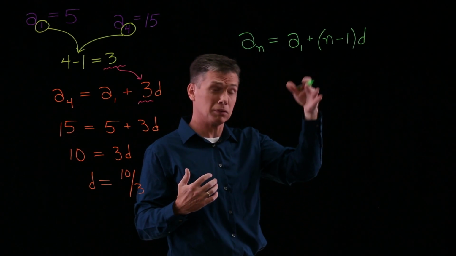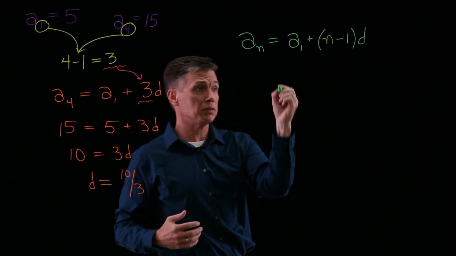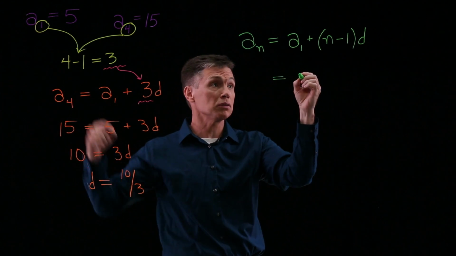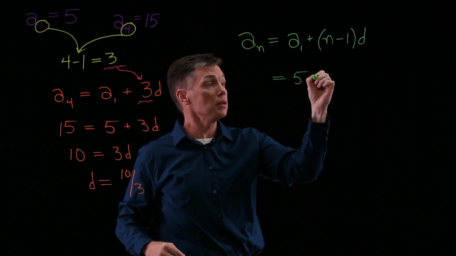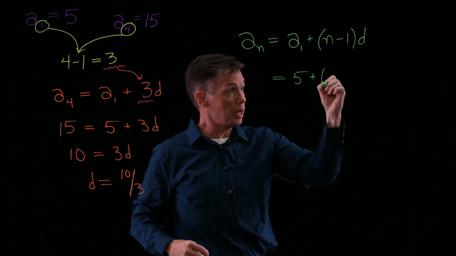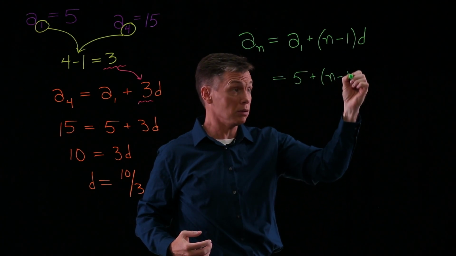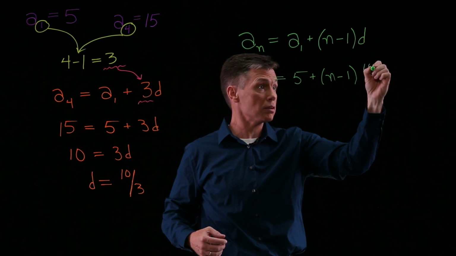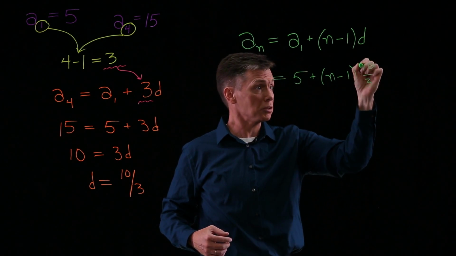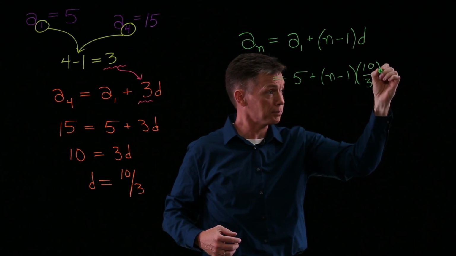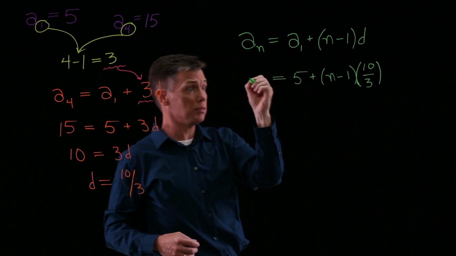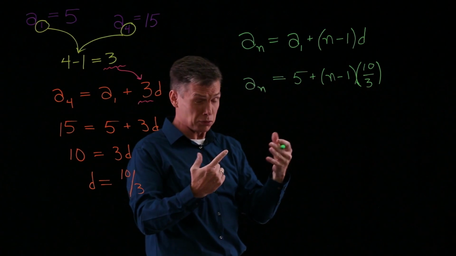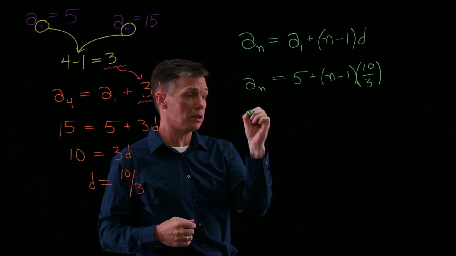Now let's continue with this formula and put in some specifics. For instance, one of our specifics is that we do know what a sub 1 is. It's 5 for me. Plus, and I'm going to keep the n minus 1 generic because I don't know that yet. And my d is 10/3. Make sure it's clear that that's multiplication, right? I haven't done anything on the left-hand side. That's actually still just a sub n. Remember, our goal is to find a formula for a sub n. So I like that there.